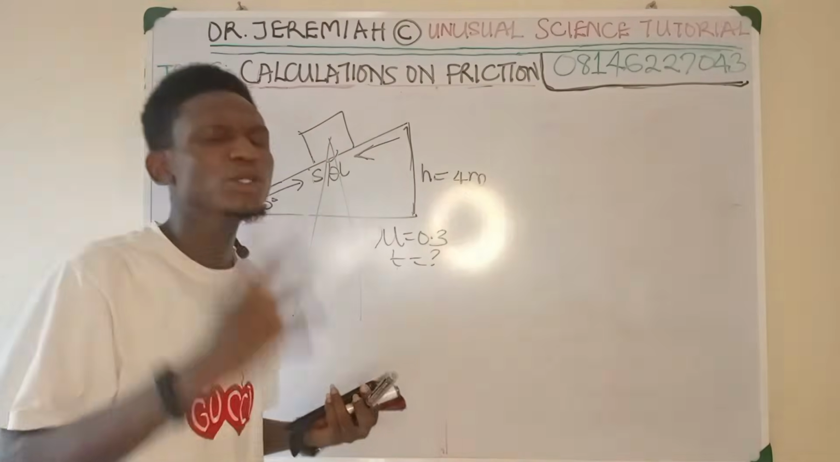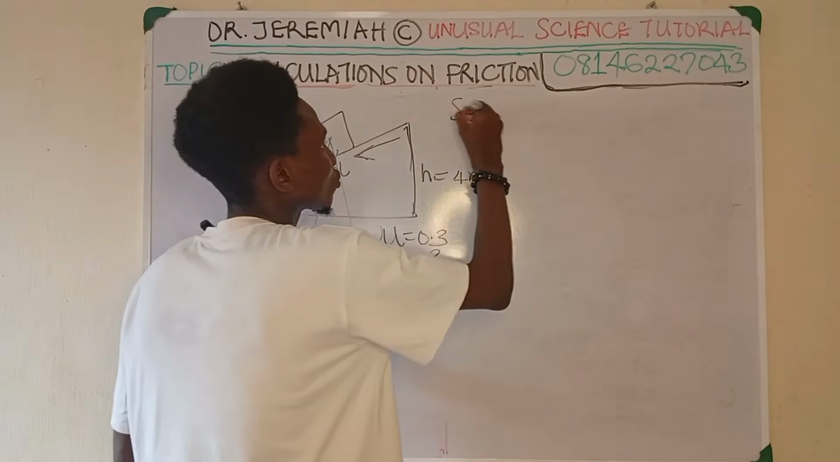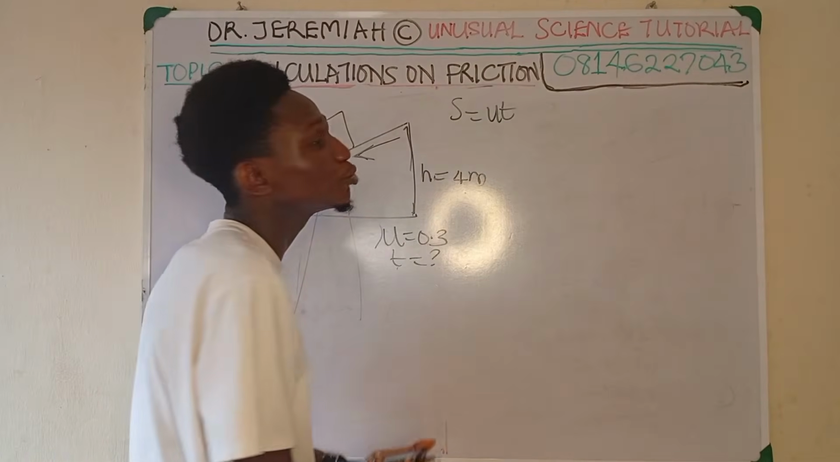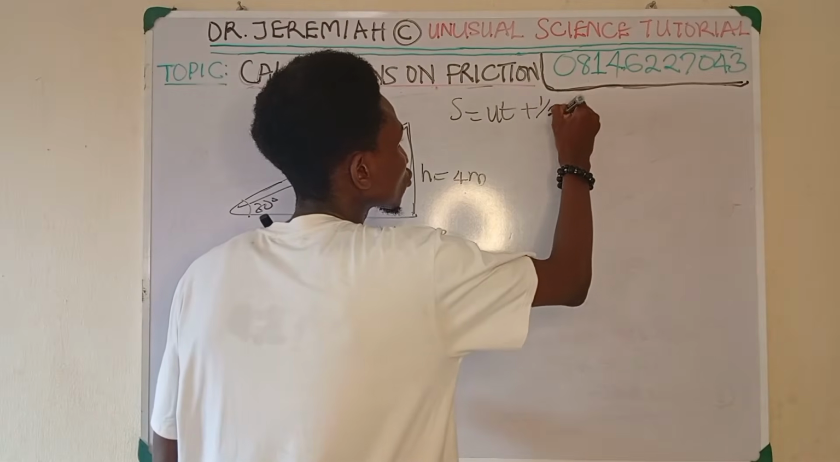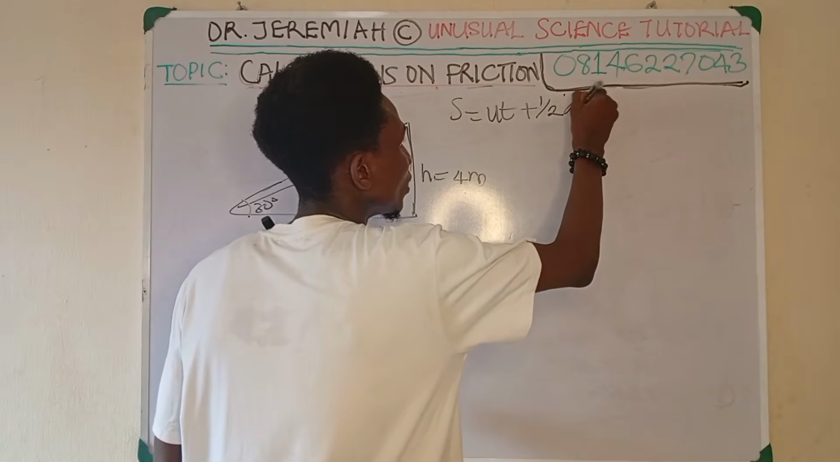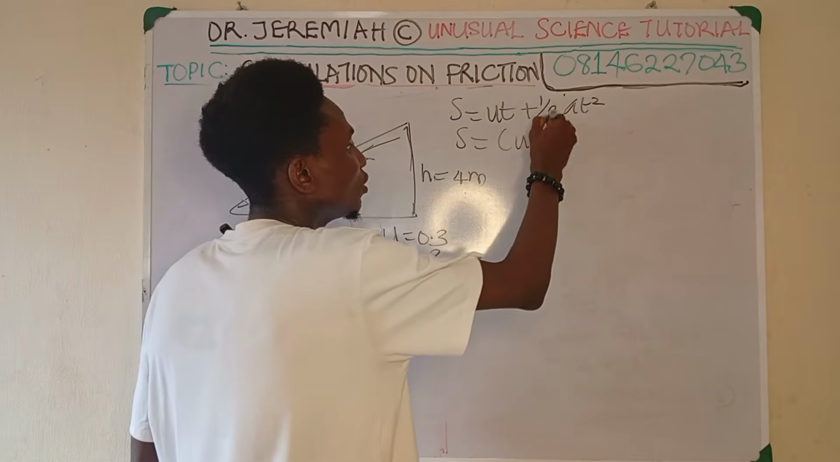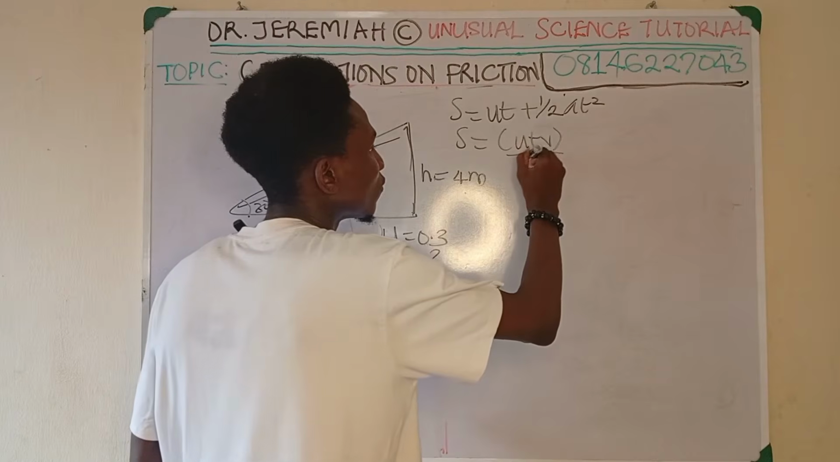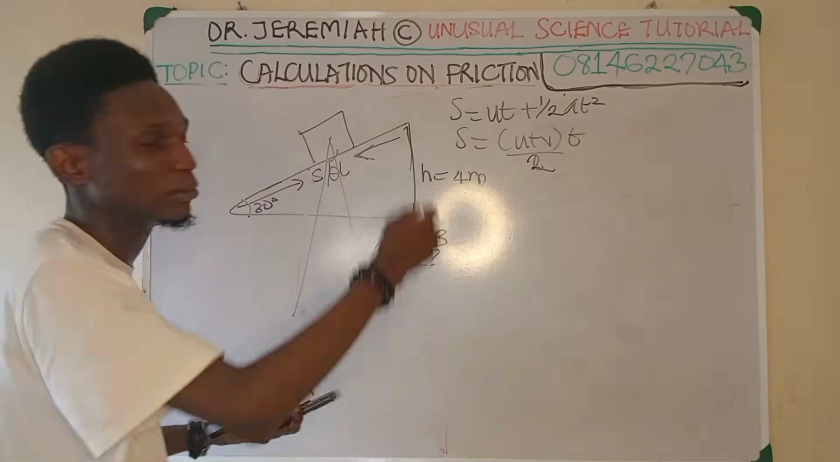So the only two equations of motion that have time are these. Just put the equations of motion in your head, it is easy. s equals ut plus half at squared. Then s equals u plus v over 2, times t. So these are the equations of motion that have distance and time.